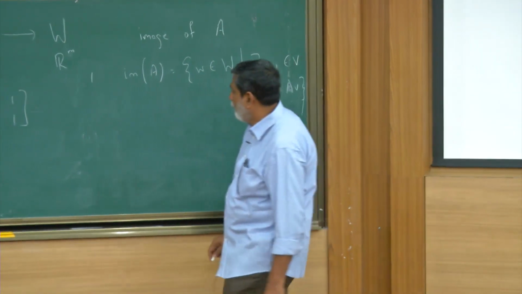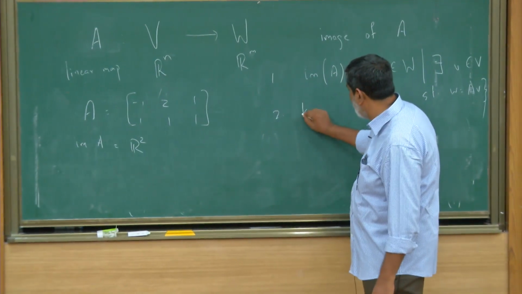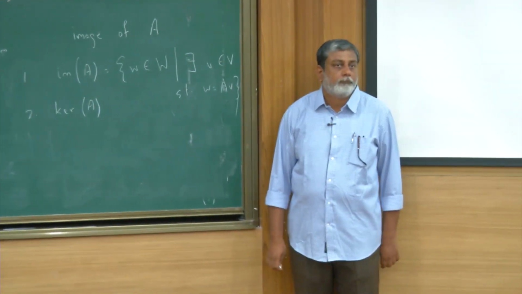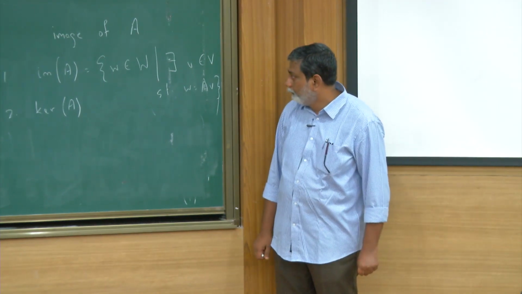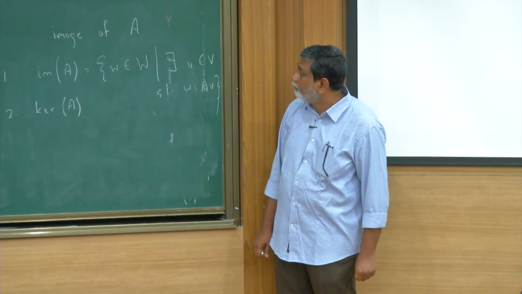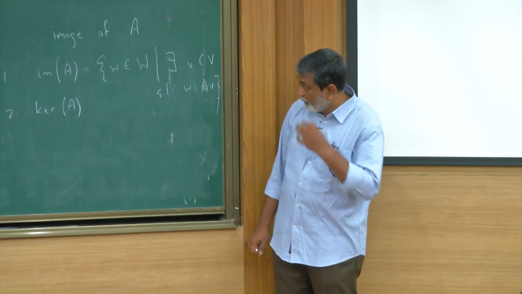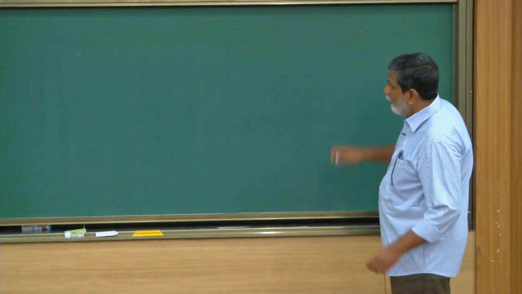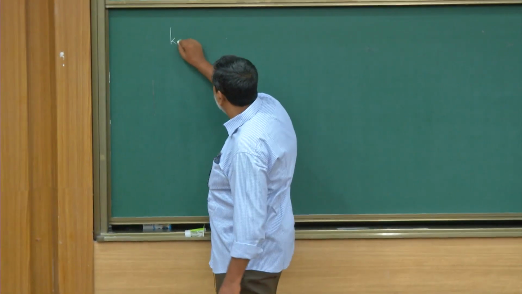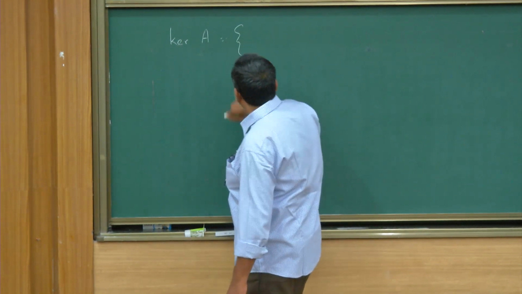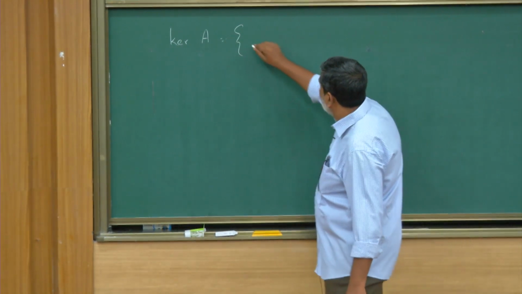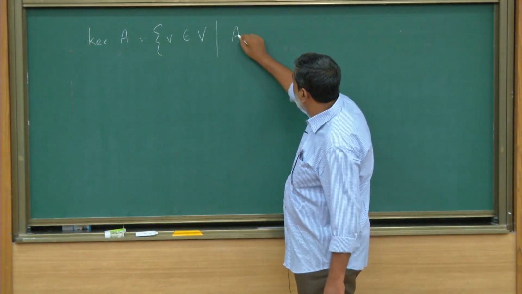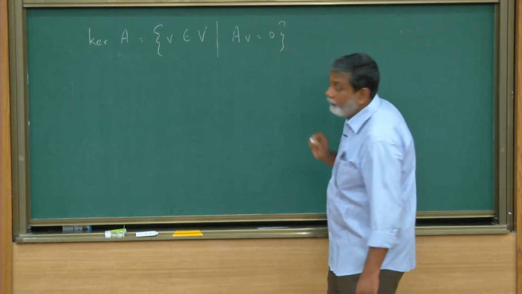Okay. The next subspace that we are interested in is the kernel of A. I'll define the kernel of A in this way. Kernel of A is all those vectors V such that AV is equal to the 0 vector.